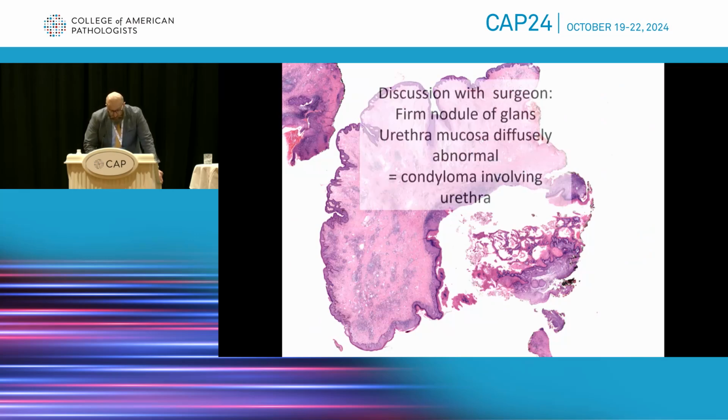But then upon talking to the surgeon, he indicated that there was a palpable, firm nodule of the glans, and that the urethral mucosa was diffusely abnormal. So taking that information, I realized perhaps this space here is actually the urethra, in which case the urethra was basically filled with condyloma.